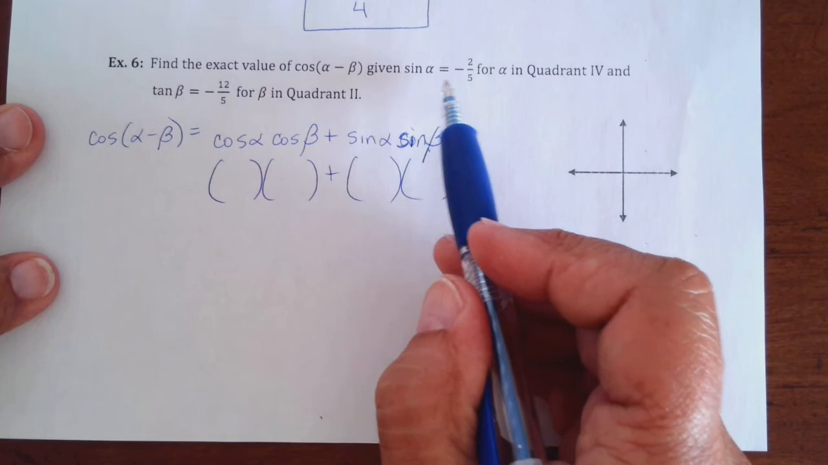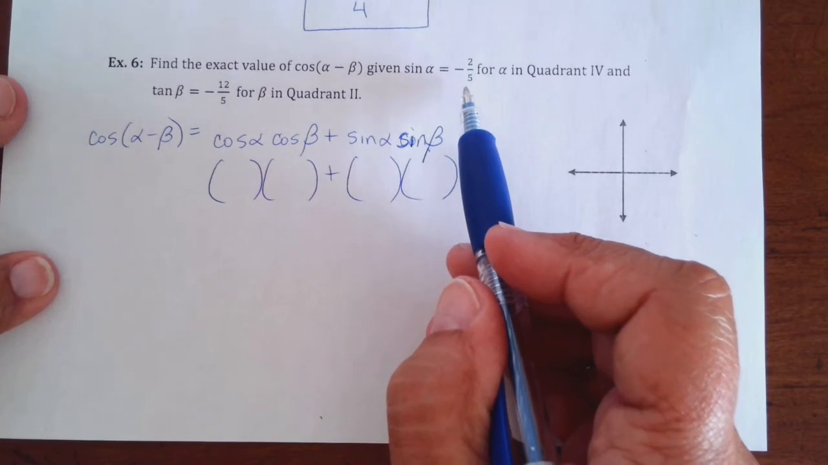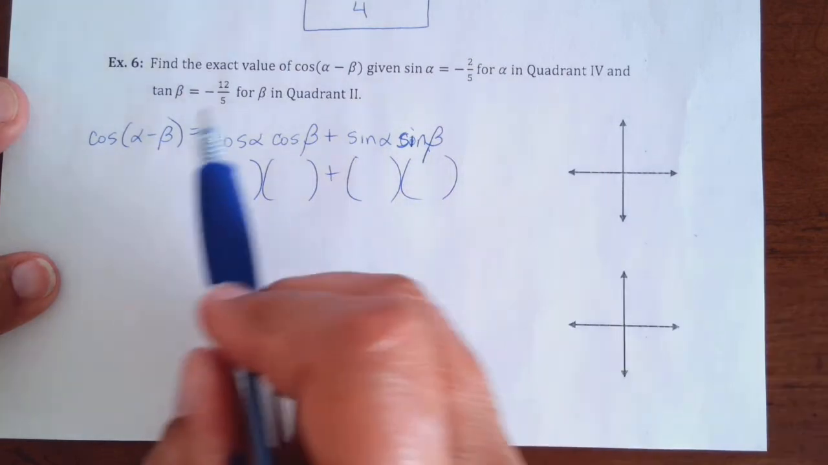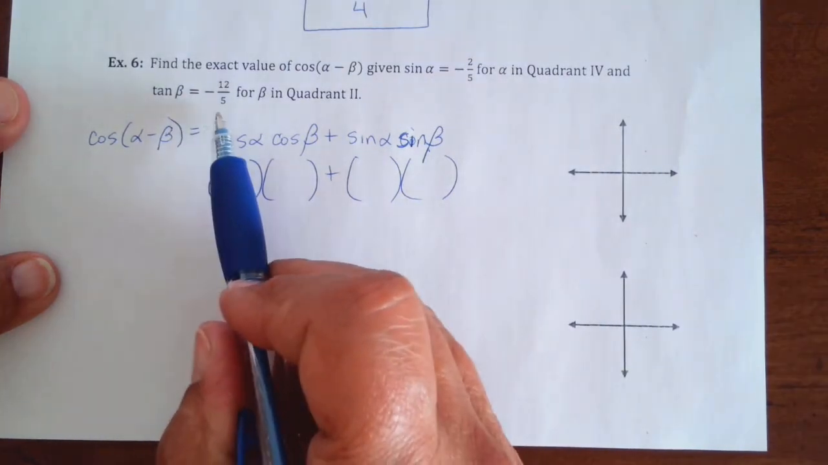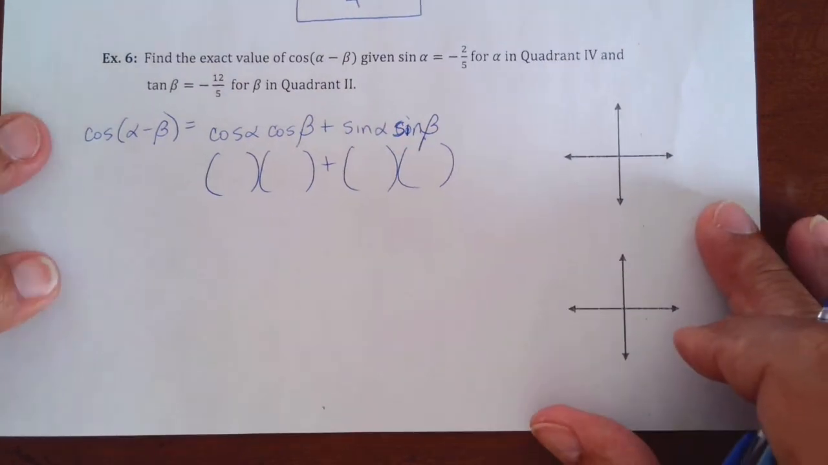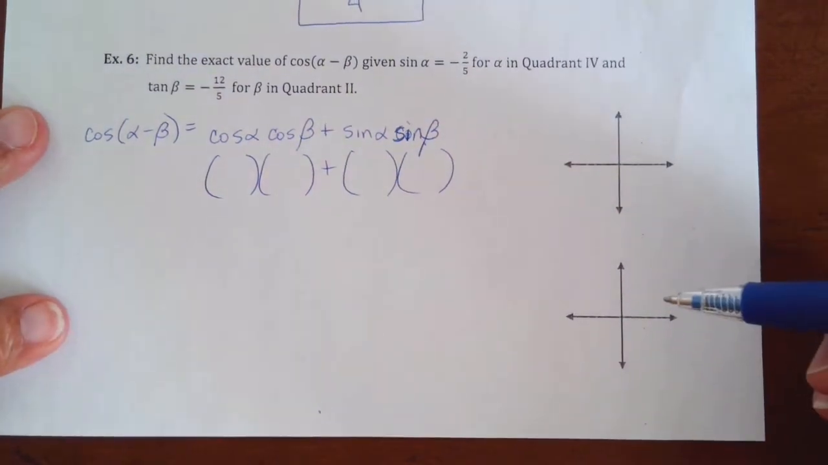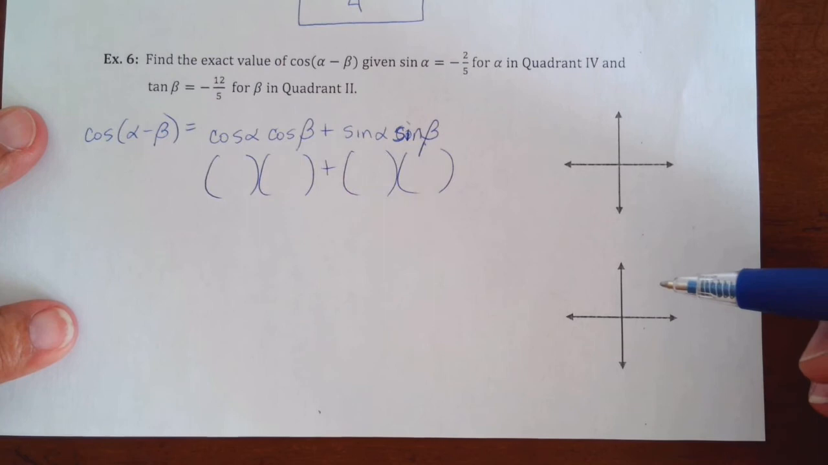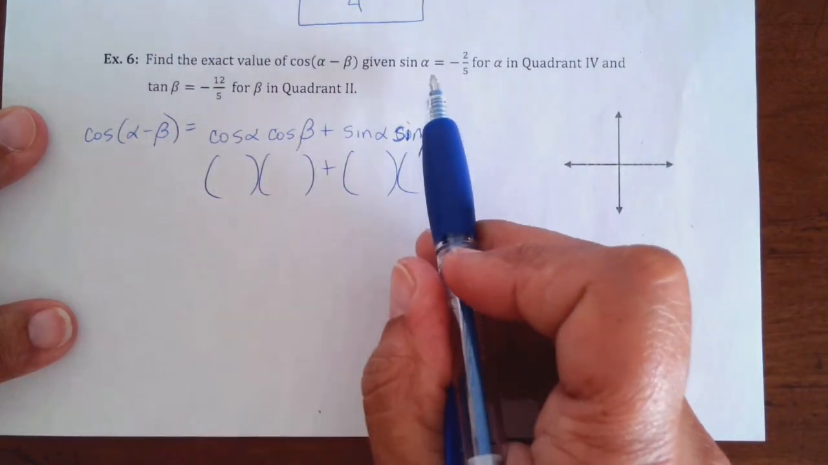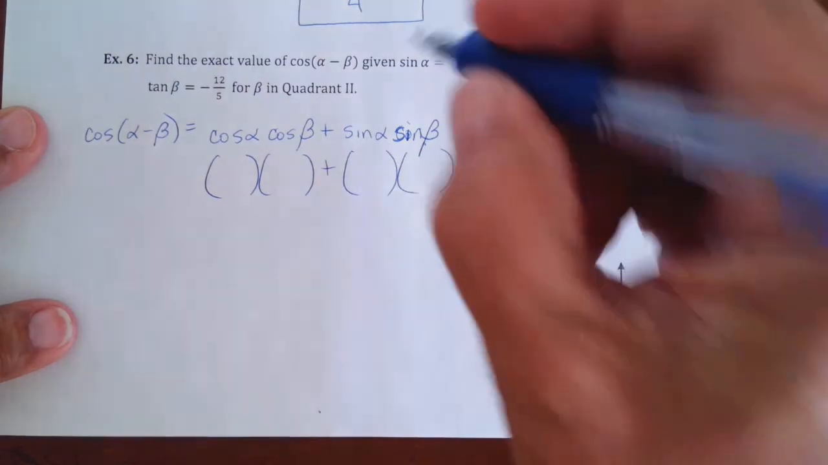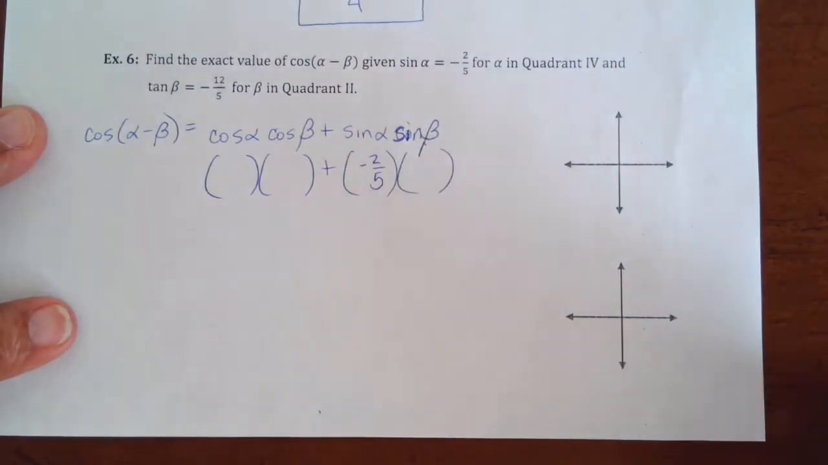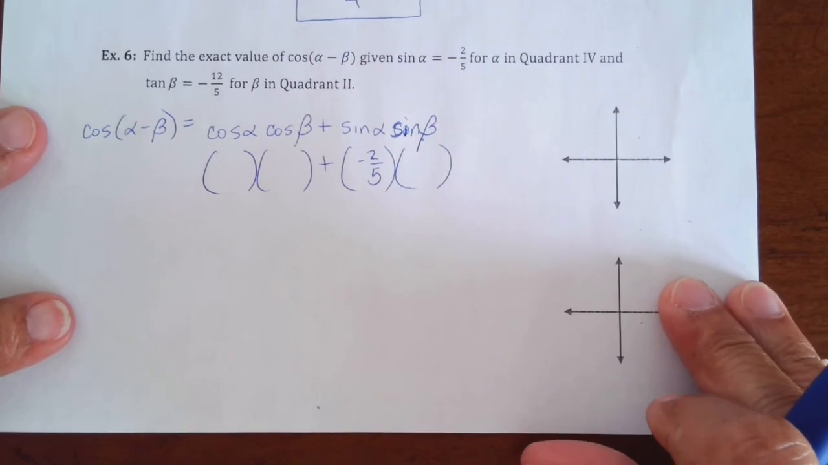They gave me the sine of alpha is negative 2/5, and we know that alpha is in quadrant 4. And then they gave me the tangent of beta, negative 12/5, and beta is in quadrant 2. And I gave you some quadrants or coordinate planes here so you could figure out your other values. So all I have out of these 4 right now is that the sine of alpha is negative 2/5. So I know that. That's all I know. So I have to do some work and figure out the rest of these, okay?